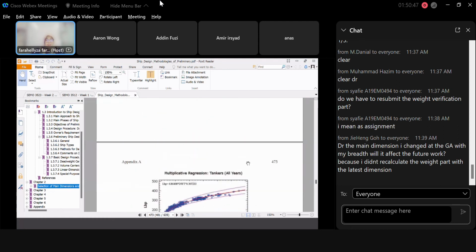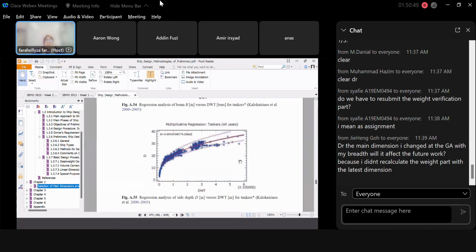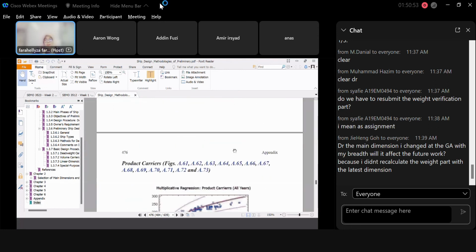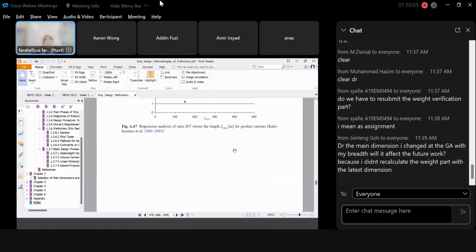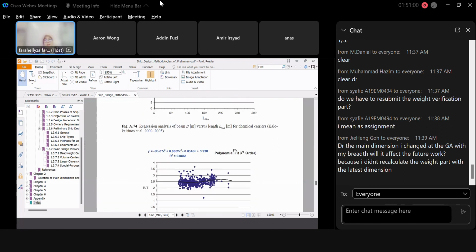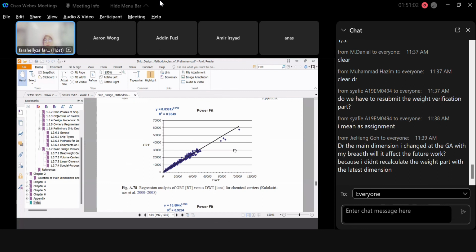But let's see. For containers last time, do you use the Papan book or what? I also don't remember, but I think Roro is here. There's a lot of these empirical diagrams. Okay, let's see this one. I'm not sure what this is.